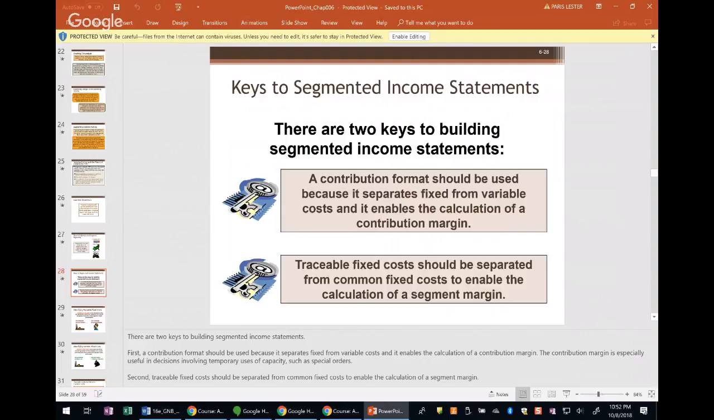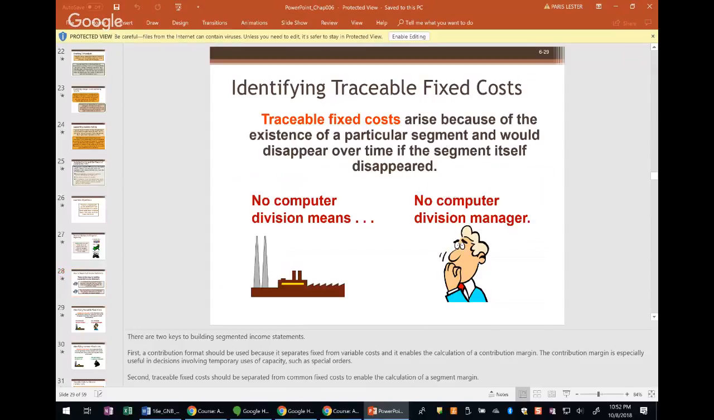Well, we know that Walmart has a lot of departments. You have the automotive department. I guess the glasses are separate. Maybe the haircut is separate or leased out. But you have the clothing department. You have the food department. You can call those segments of Walmart. Or you might call a branch a segment of your business. Okay? But anyway, there are two keys to building segments. Traceable fixed costs should be separated from common fixed costs.